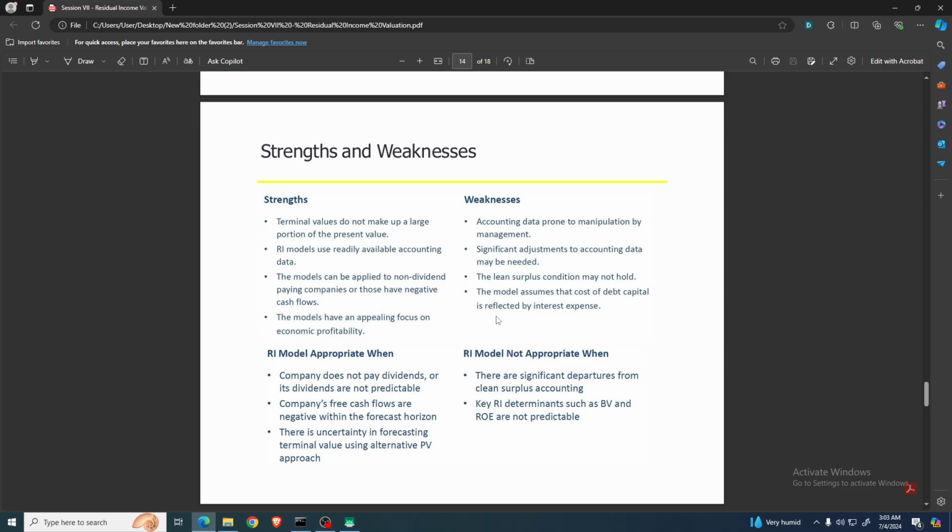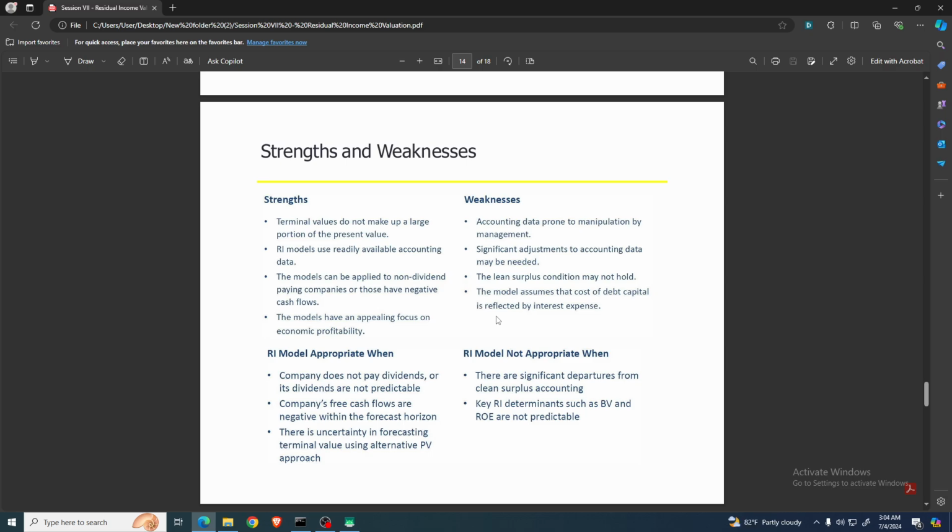And then the clean surplus condition might not hold. That means the model assumes a clean surplus condition where all items affecting equity are captured in the income statement, but in practice, not all items are included. For example, changes in accounting policies or certain comprehensive income items can distort the valuation.